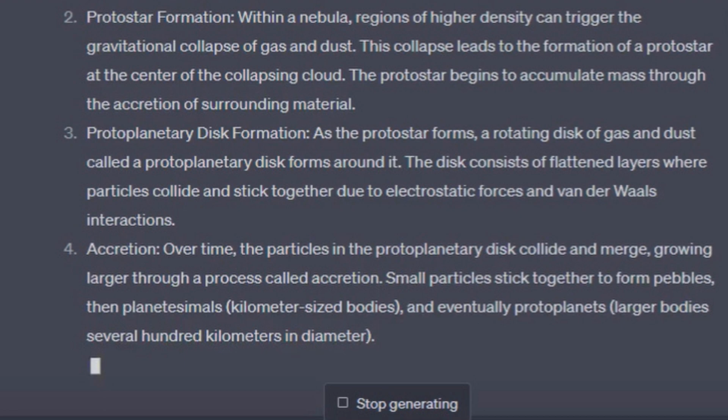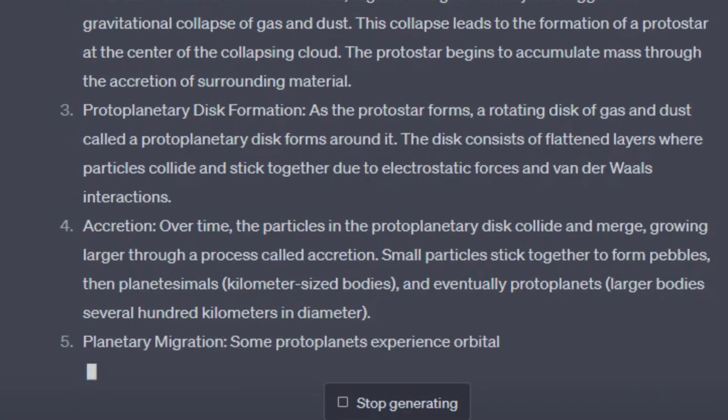4. Accretion. Over time, the particles in the protoplanetary disk collide and merge, growing larger through a process called accretion. Small particles stick together to form pebbles, then planetesimals, kilometer-sized bodies, and eventually protoplanets, larger bodies several hundred kilometers in diameter.